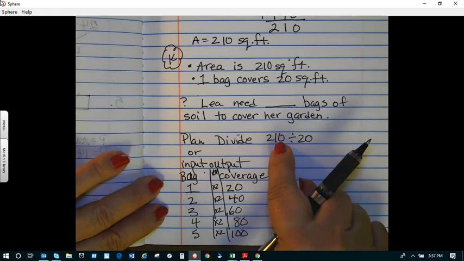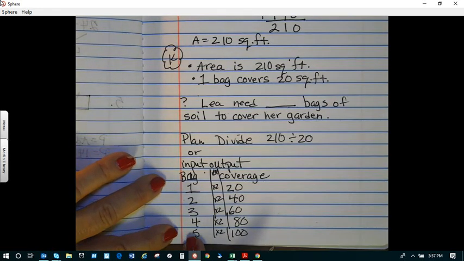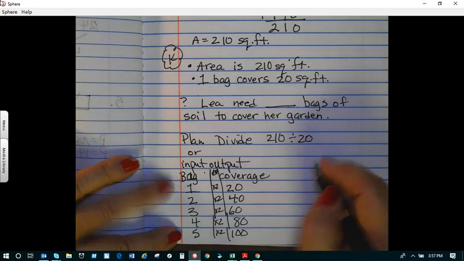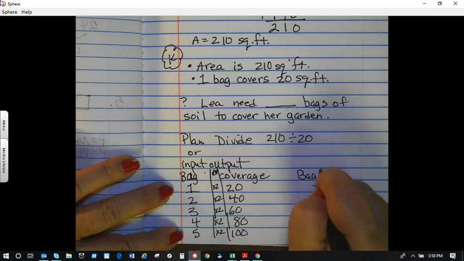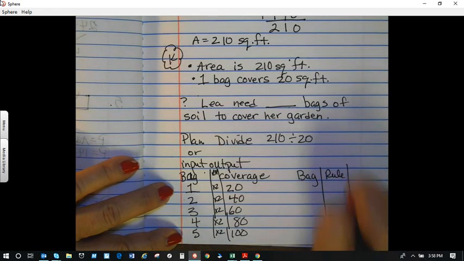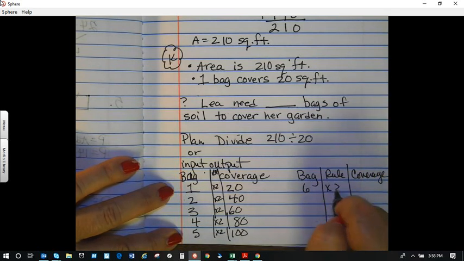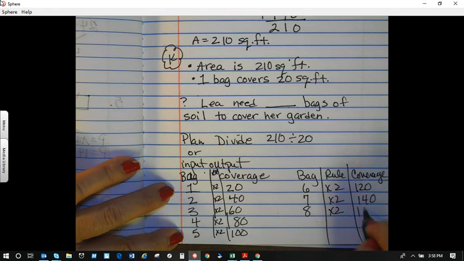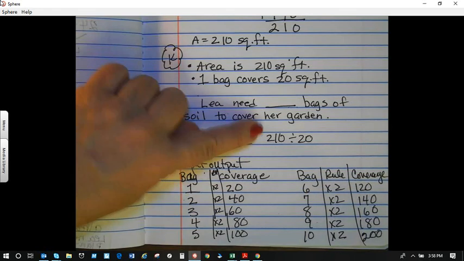Well, I'm only at 100. I need to get as close to 210 as possible. So can I already figure out if I doubled my 5? If you can't, we can continue on this side. And this is going to be rule, and then coverage. 6 bags, I said times 2, that's going to cover 120 square feet. 7 bags times 2 is 140 square feet. 8 bags times 2 will equal 160 square feet. 9 bags times 2 will equal 180 square feet. 10 bags times 2 will equal 200 square feet.